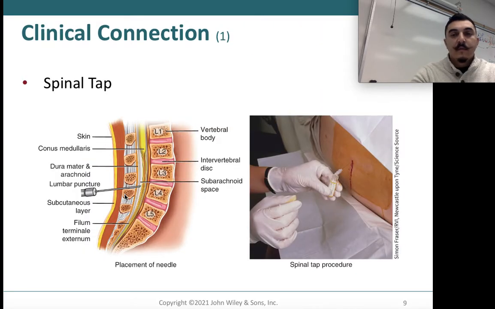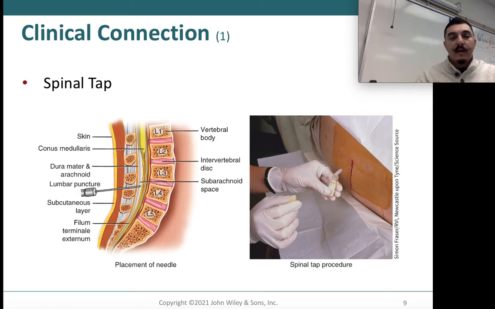Okay. Clinical connection: the spinal tap. We place the needle in the subarachnoid space and get some of that fluid out, mainly for diagnosis, to see how the fluids are doing in regards to the amount of cells they have, and maybe infections that there may be, just kind of like a checkup, right?